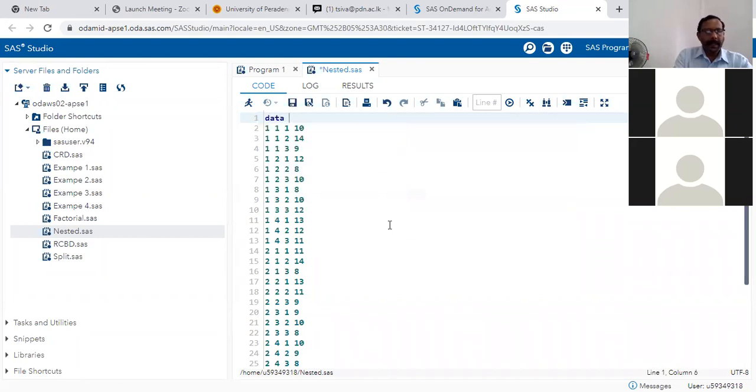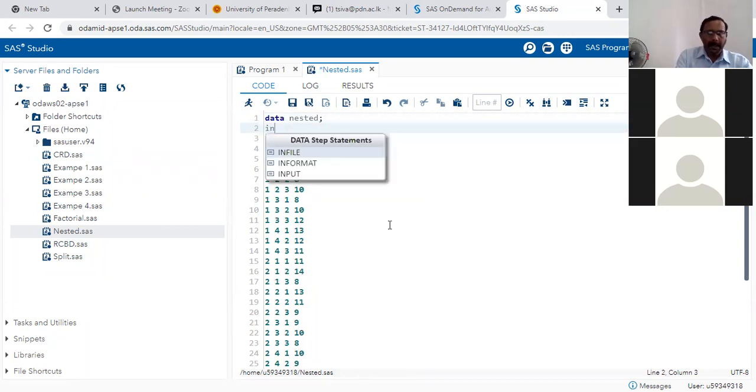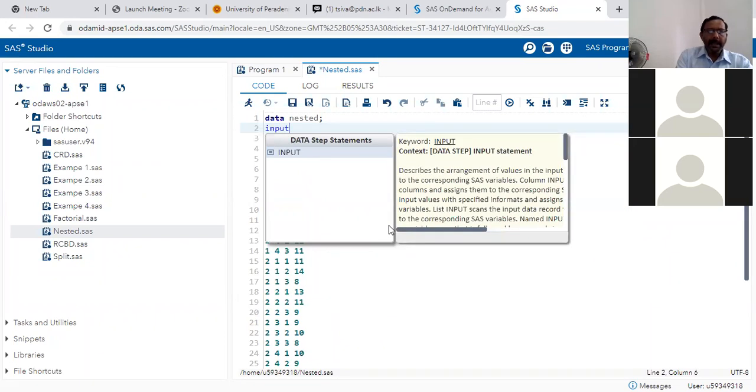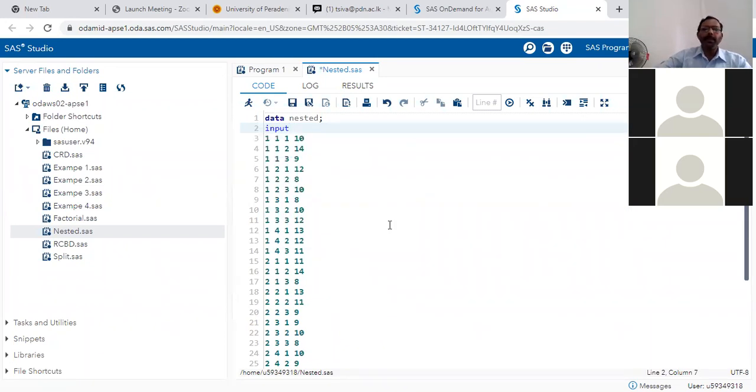Data, I will say nested, right? Then input. In our example, name all the inputs. What are the inputs? This we have done in the class. I have discussed this in the class. I gave it to you as homework the following day. We did this. Explain this.